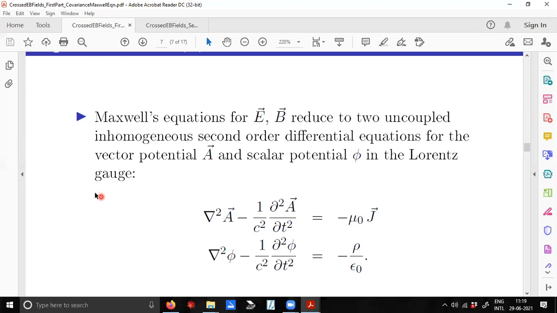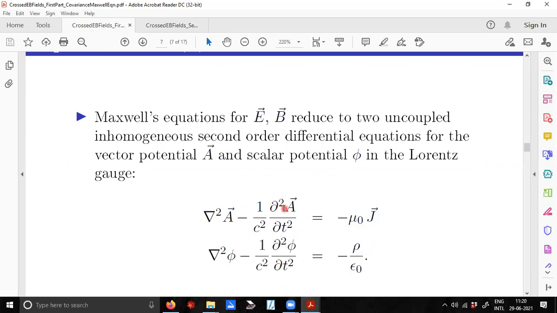Solve this equation. This is inhomogeneous because if it were equal to 0, I would have said vector potential A satisfies a homogeneous second order differential equation. But now I have a right hand side which is non-zero. So given this function, I have this kind of equation, and I need to solve it. This kind of equation is called an inhomogeneous second order differential equation. I want to solve it given J and rho.